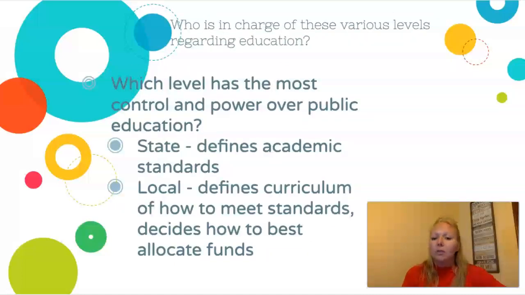And then which level has the most control over public education? I feel like the state defines academic standards, but I feel like the local level has more of that power and control over how those things are implemented. So I feel like the local level defines curriculum and how to meet those standards, and they decide best how to allocate those funds. And I think that's important, that they have the freedom to do what they think is best for their school and their students.